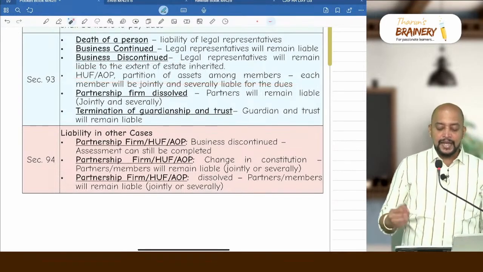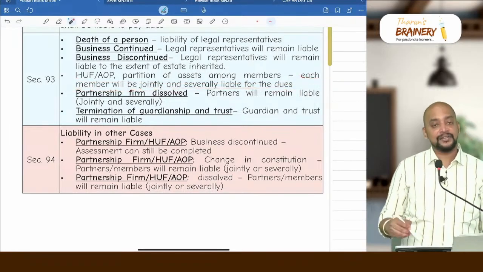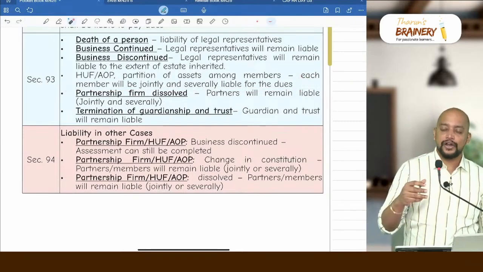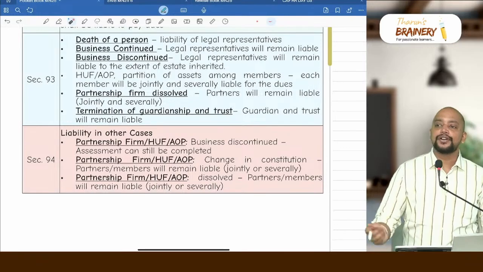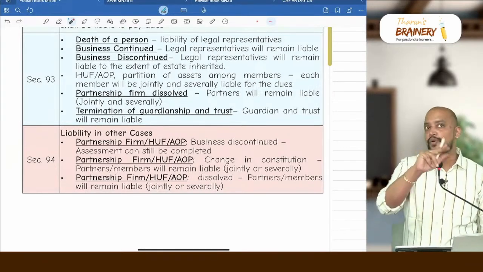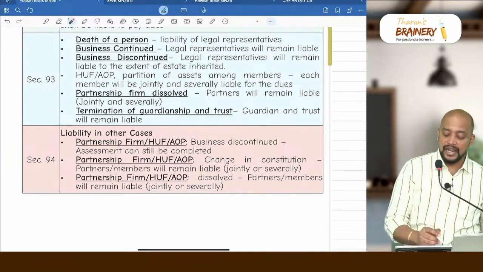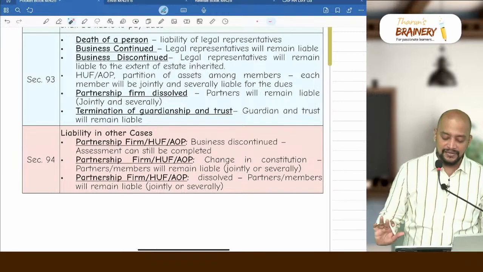HUF or AOP, partition of assets among the members. Each member will be jointly and severally liable even after the partition. So say for example, 4 brothers started a business together and they created a HUF, and now the HUF got dissolved and partition happened. Even then, for the period before the date of partition, whatever is the dues, all the brothers are jointly and severally liable. Same is applicable in case of a partnership firm being dissolved. Then also all the partners are jointly and severally liable.